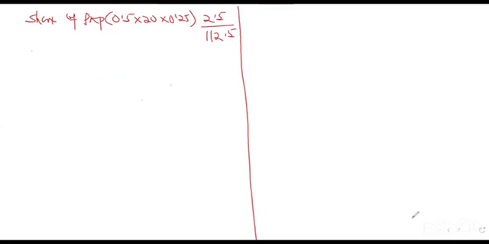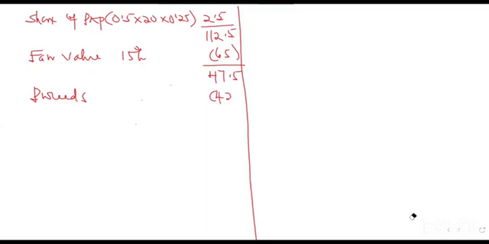So let me just calculate the carrying value of the disposal over here. Let me have the fair value of the 15%, which we take from this one, which is 65. Then we now have 47.5. What are the proceeds? How much was received? 42. So what are they making? They are making 5.5. They are making a loss of what?